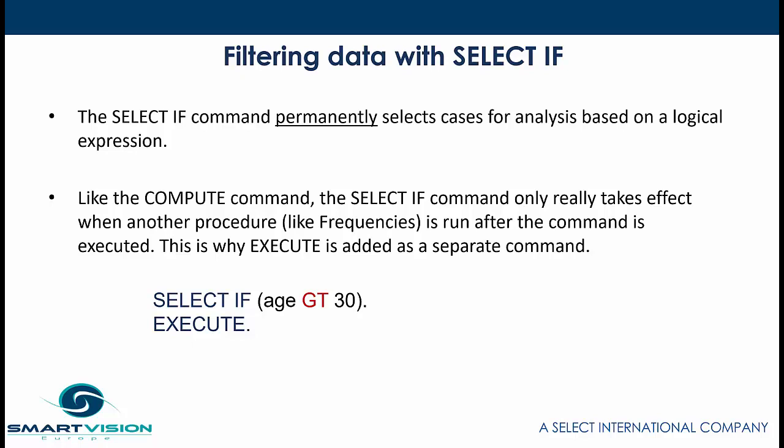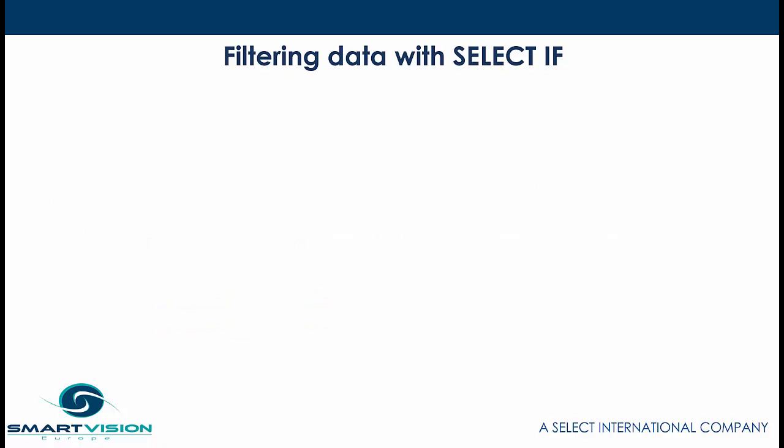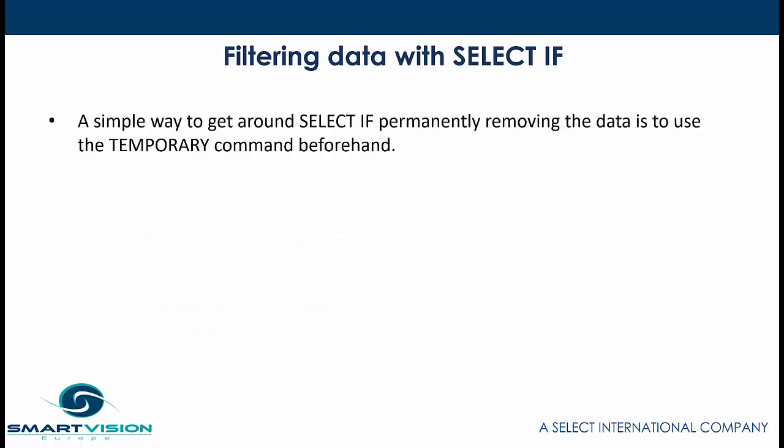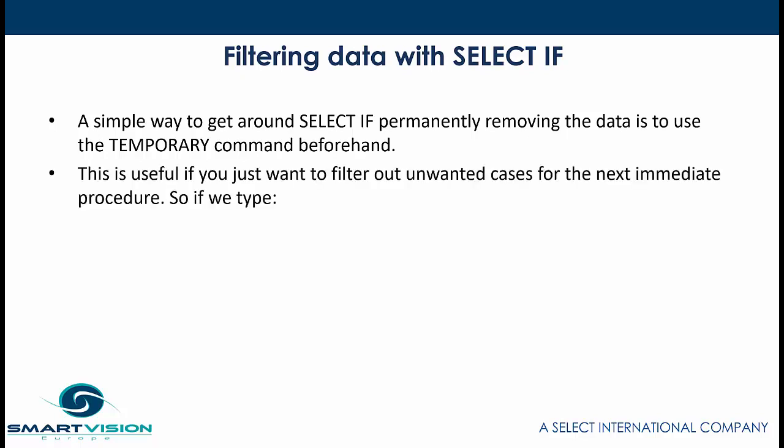Now, it turns out there is hope. There's another way around this so that it doesn't permanently delete your data, and that is to use a procedure known as temporary. Okay, so a simple way to get around the select if permanently removing data is to use the temporary command beforehand. This is useful if you want to filter out unwanted cases for the next immediate procedure.